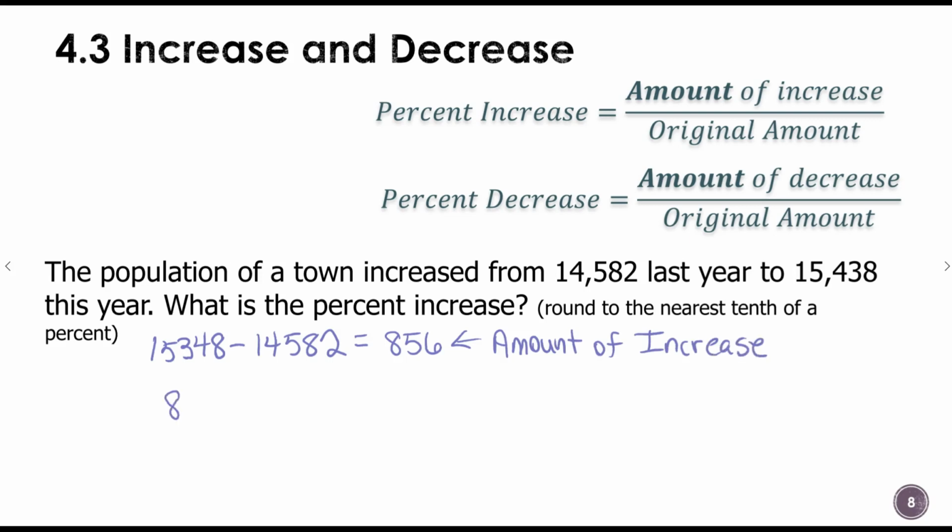And then we take that number and we divide it by the original amount. So the original amount means the number we had first. In this case, the population of the town increased from 14,582 to 15,438. So this is my original amount, right here, right? The 14,582 is the original, and we divide by that, and that will give us a decimal number that we then convert to a percent.